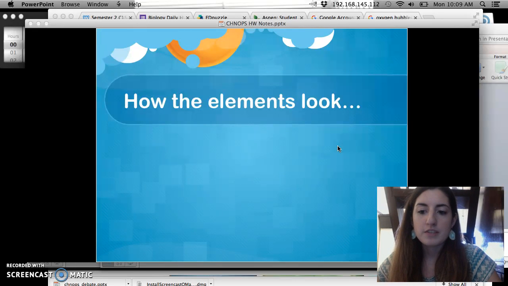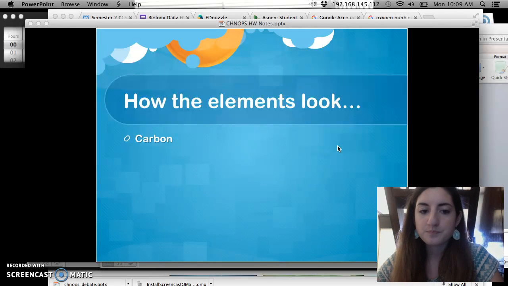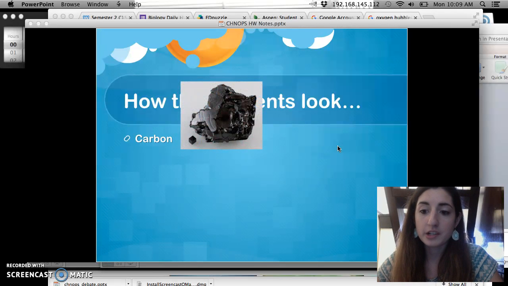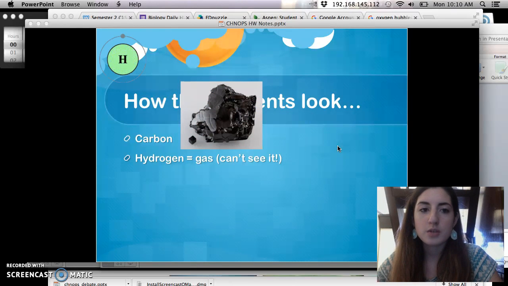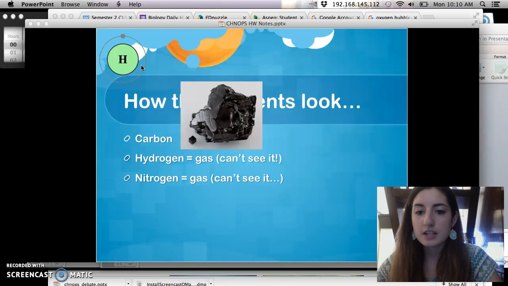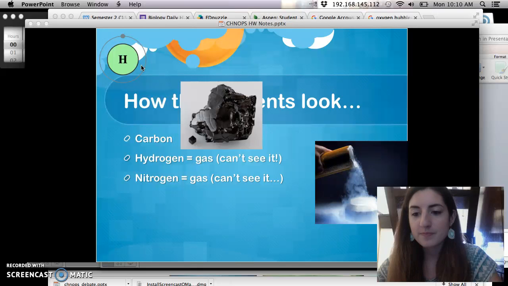Just want to give you a brief idea of how the elements look. You don't have to write this down. Carbon, here's a big hunk of carbon. Hydrogen is a gas, so you can't see it, so it's often represented as just a hydrogen atom floating in the air. Nitrogen is a gas that you can't see, but we do have a liquid nitrogen, which is what that looks like. Super cool.